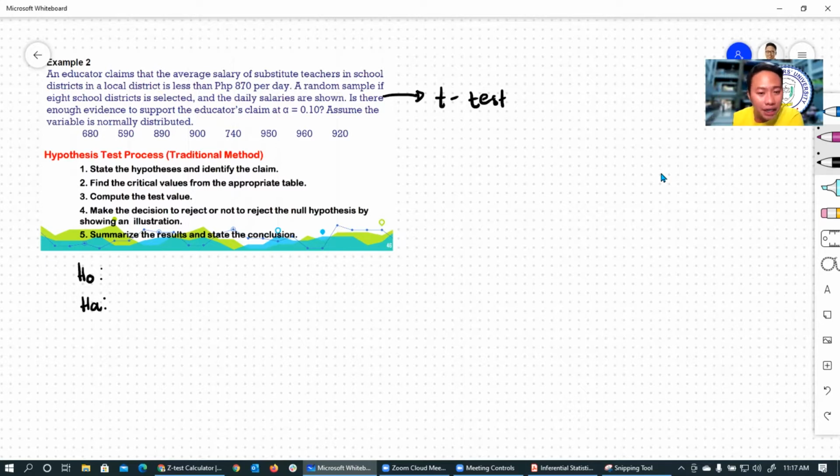So our null, very good. Our null hypothesis is a mean equal to 870. All right. And then our alternative hypothesis is what? Not equal to? Sure, not equal to?